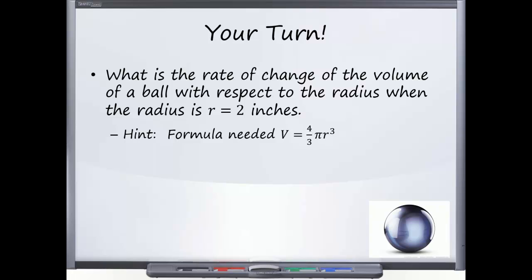Now I know you are excited to know that it is your turn. Why not give this one a try? What is the rate of change of the volume of a ball with respect to the radius when the radius is 2 inches? And of course, if you've forgotten, the volume formula for a ball is 4/3 times pi times the radius cubed. And let's see what you can find with that, and we'll talk about it next class.